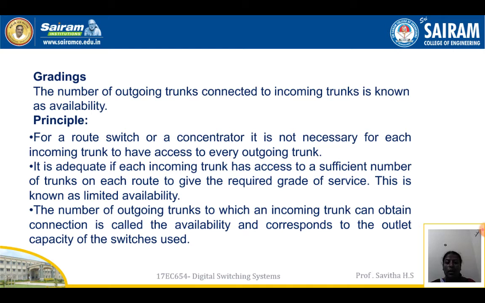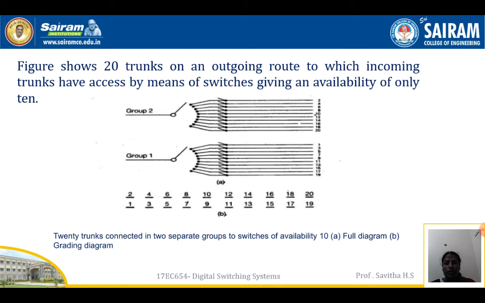They correspond to the outlet capacity of the switches used. The figure shows 20 trunks on an outgoing route to which incoming trunks have access by means of switches, giving an availability of only 10. The outlets of the switches are multiplied together in two separate groups and 10 outgoing trunks are allocated to each group. If the total traffic offered by the incoming trunks is 8 erlangs, each group of outgoing trunks is offered 4 erlangs and will provide a grade of service better than 0.01.